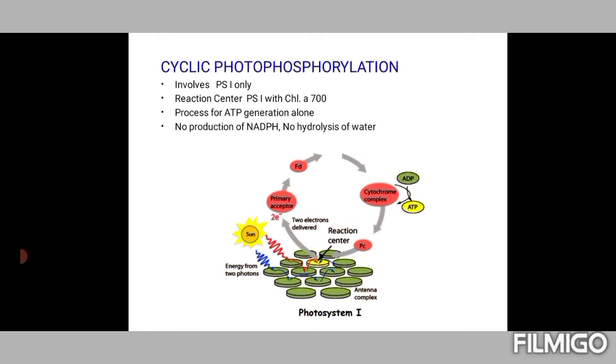First of all, we can go through cyclic photophosphorylation. As you can see, the photoexcitation of chlorophyll is shown here: with the energy of photons, a high energy electron is released, travels through certain clusters, and reaches back to the original position. This is why it is called cyclic photophosphorylation. It involves photosystem 1 only, with chlorophyll A700 as the principal pigment. The process generates ATP only and not NADPH, and there is no photolysis of water, so there is no release of oxygen.